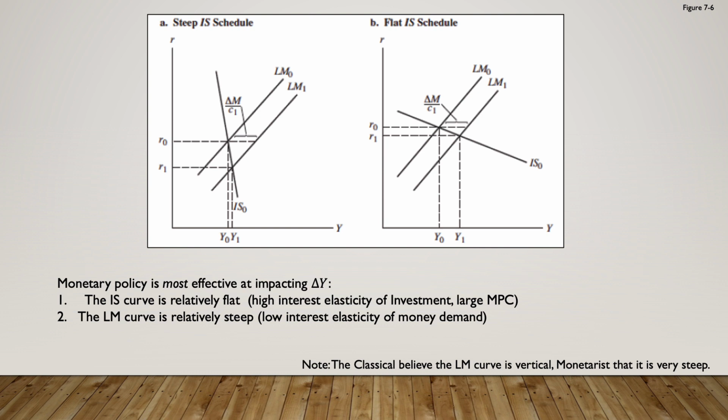So the rule of thumb here is that situations in which money supply is expected to be a very powerful force in moving the equilibrium level of income are: one, when the IS curve is relatively flat, and this represents a high interest elasticity of investment and or a large marginal propensity to consume or multiplier. And in the second case, where the LM curve is relatively steep and we have a low interest elasticity of money demand.